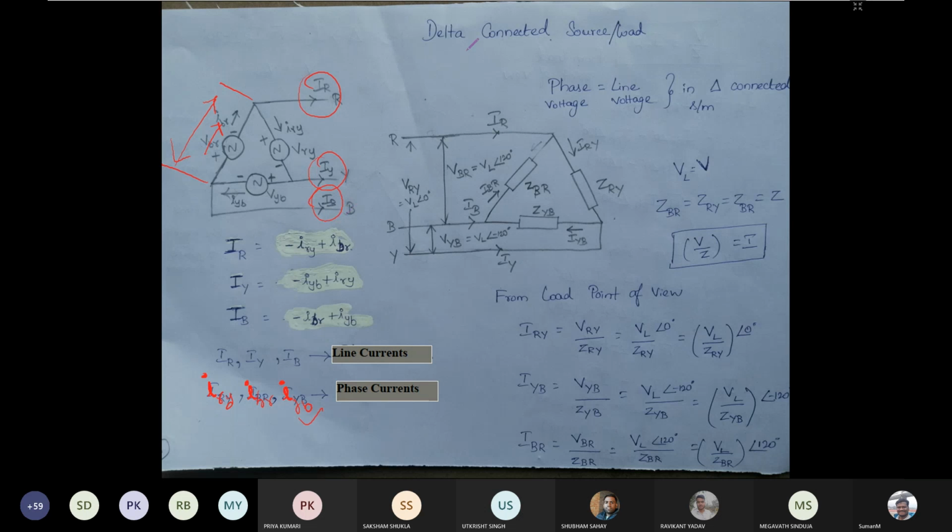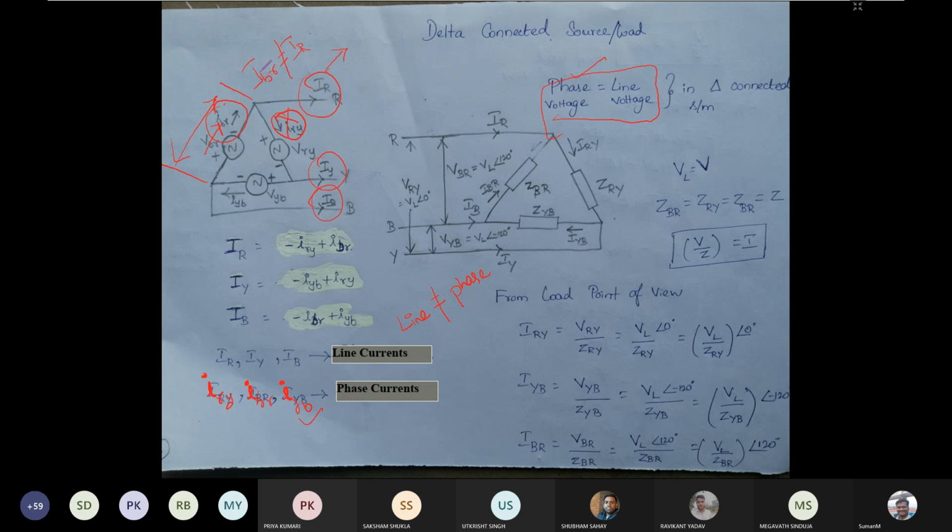Okay, so here one thing you note down: in delta connected system, phase voltage is equal to line voltage, as I told before, but the phase current is not equal to line current. The line current is not equal to phase current, because it is very much understood from this figure. This is the phase current, that is IBR, and this IR is the line current. IBR cannot be equal to IR unless the current flowing through this is zero. So you understand that the line current is not equal to the phase current in delta connected system.